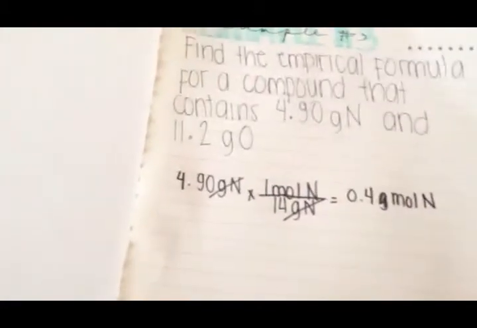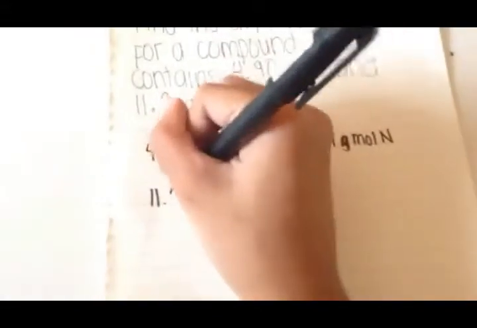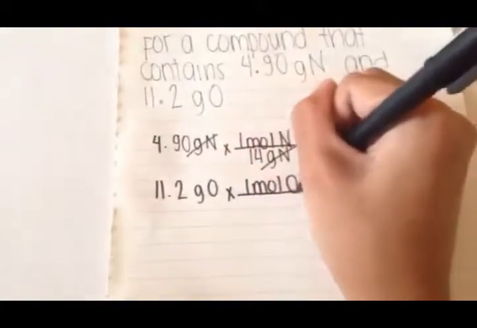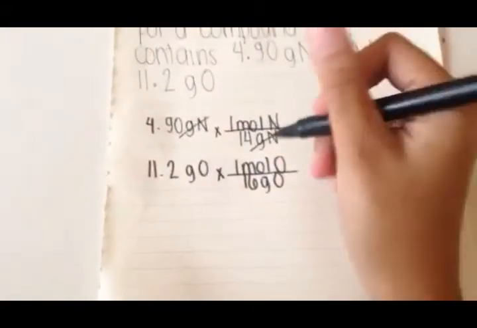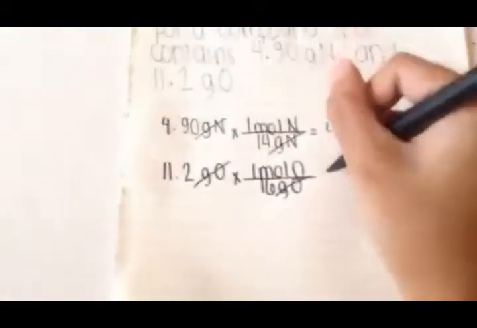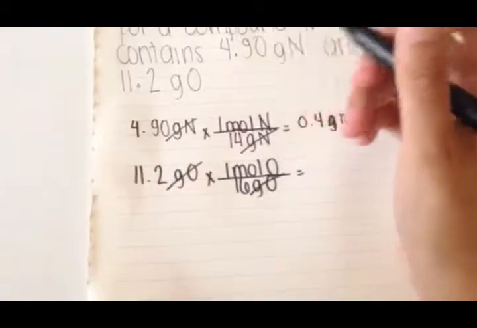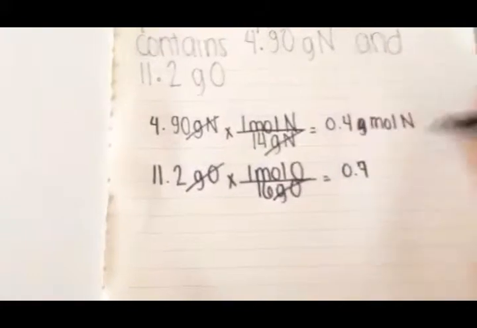So the second one is the oxygen, which is 11.2 grams oxygen times 1 mole oxygen divided by oxygen's atomic weight, which is 16. And right now we have to cross out the same units again and solve it. 11.2 times 1 is equals to 11.2 divided by 16 is equals to 0.7.